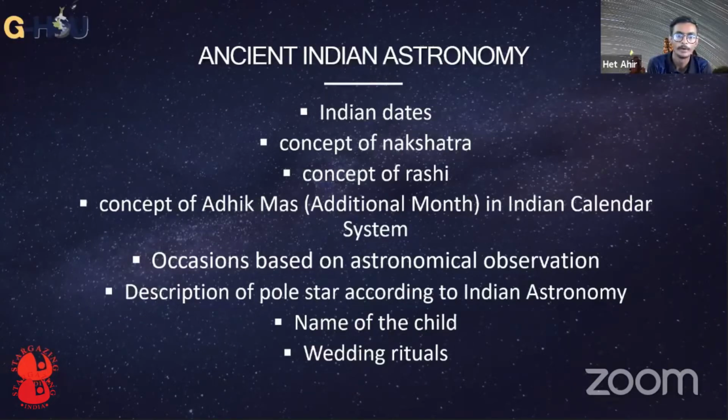Today, we will talk about Indian dates, the concept of nakshatras, the concept of rashis, and the concept of Adhik Maas in the Indian calendar system. Nakshatras and rashis also belong to the calendar system. We will also cover the occasions and festivals that are based on astronomical observations, and other things like pole stars according to Indian astronomy, naming of a child, wedding rituals, and many other things. So let's jump into our presentation.